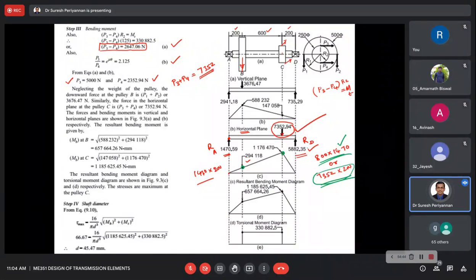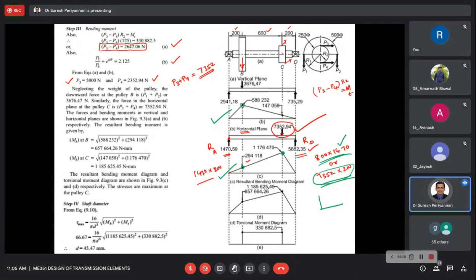Now this is with respect to horizontal load. Now I would like to find out the resultant bending moment. This is the bending moment with respect to vertical load, and this is the bending moment with respect to horizontal load. Because two components are playing, vertical and horizontal bending moment, hence we have to go for the resultant bending moment.